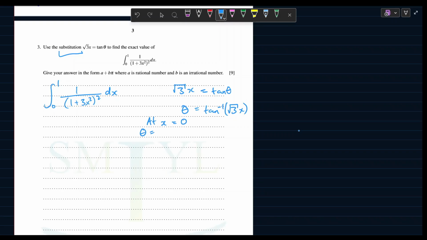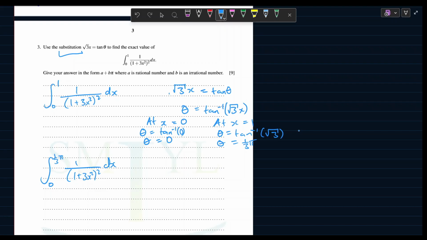I'll start with our lower limit at x is 0. We're saying theta is going to be arctan of 0, which is just 0. And then at x is 1, our upper limit, theta is arctan of root 3 times 1, so just root 3. We punch this into the calculator, and we get a third pi. So our new limits are going to be from 0 to a third pi. And this is 1 over 1 plus 3x squared with respect to x. So that's our limits done.